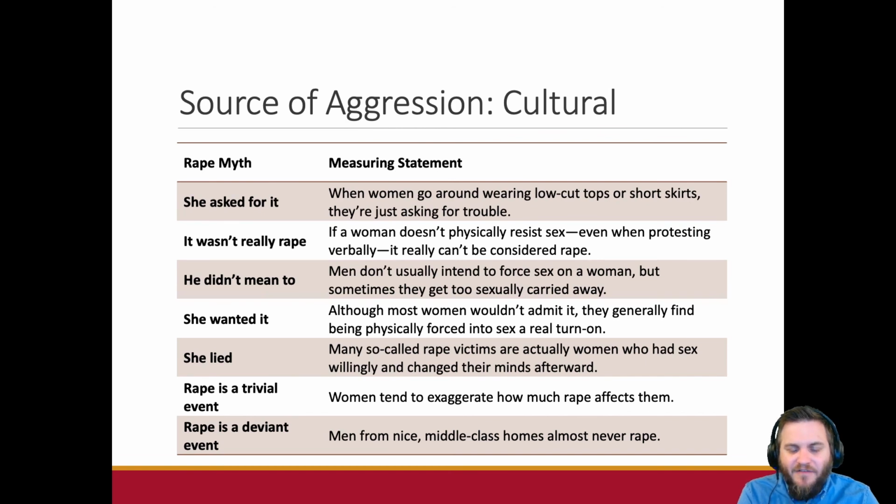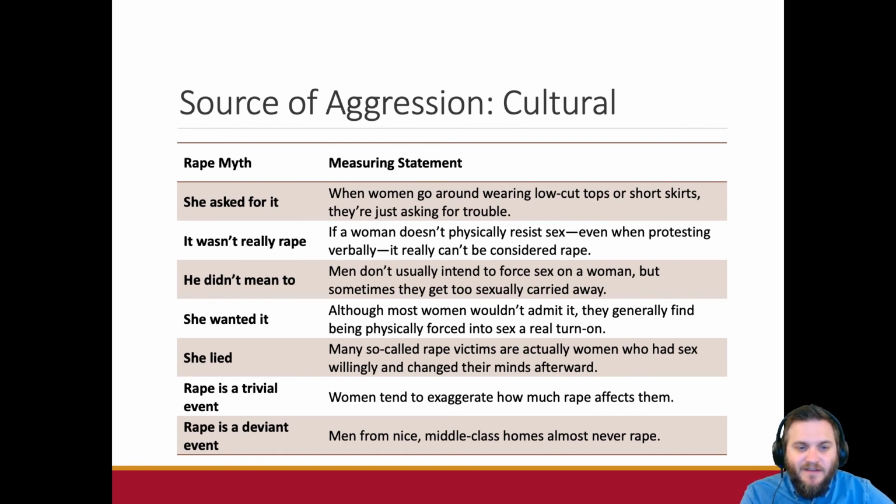And you have statements from these scales. Where she asked for it: "When women go around wearing low-cut tops or short skirts, they're just asking for trouble." You ask, do you agree, 1 to 5? "If a woman doesn't physically resist sex, even when protesting verbally, it can't be considered rape." Again, a scale of 1 to 5, agree, disagree.